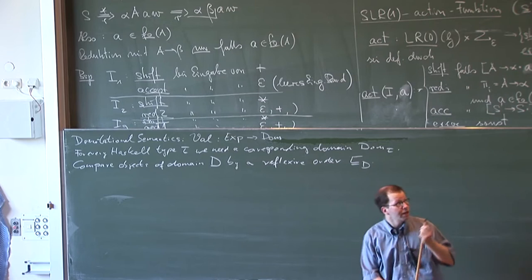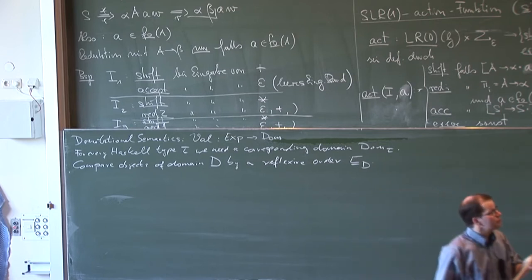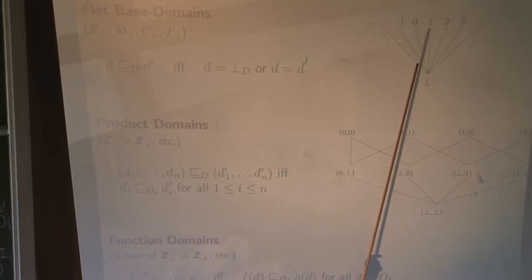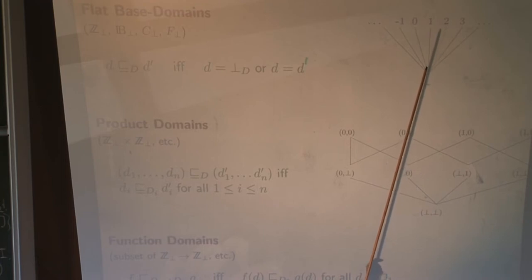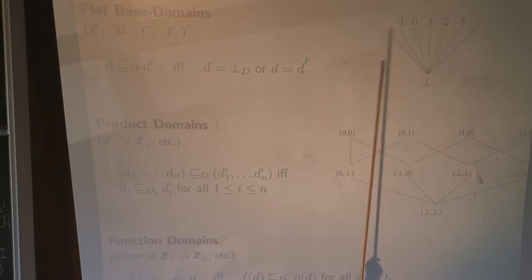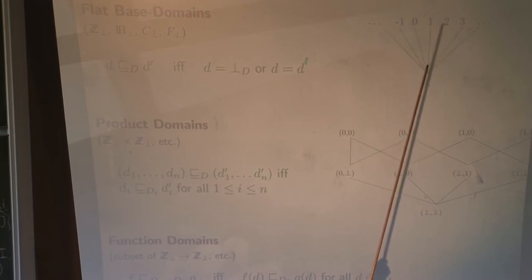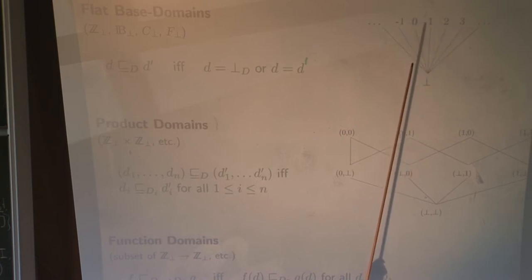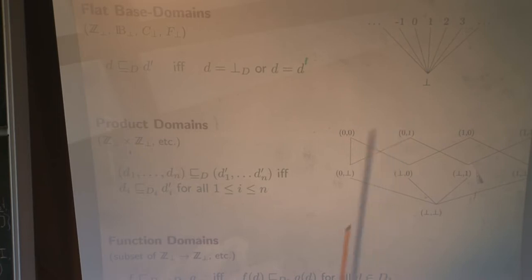Now, those very simple domains are flat domains. Flat means we either have something which is completely undefined or else everything is completely defined. So bottom is less defined or equal than 0. It is less defined or equal than 1, less defined or equal than 2, and so on. But these numbers are incomparable. They are all completely defined, so we don't have that 0 is less defined or equal to 1, and similarly, 1 is also not less defined or equal than 0.